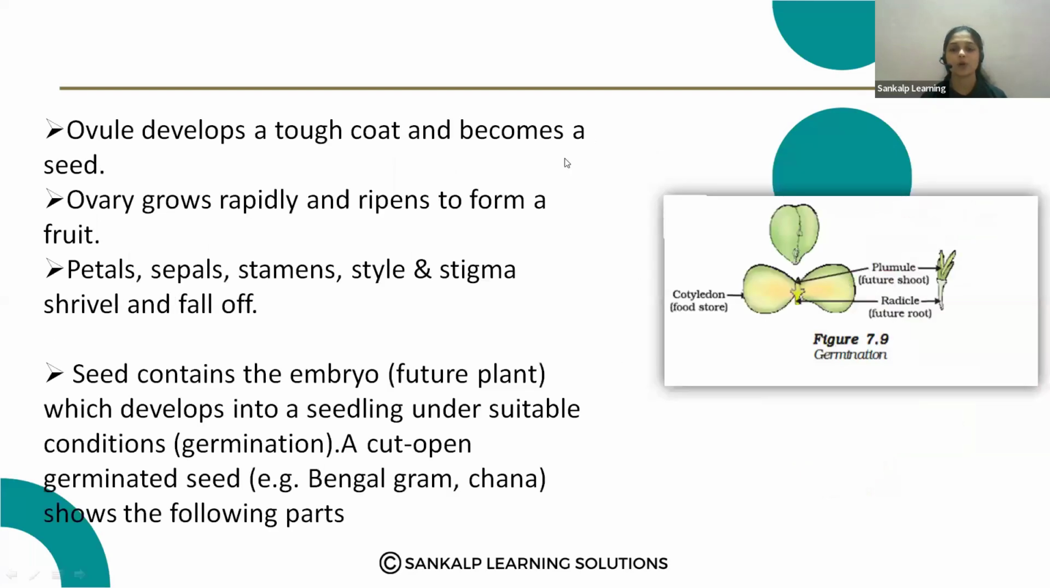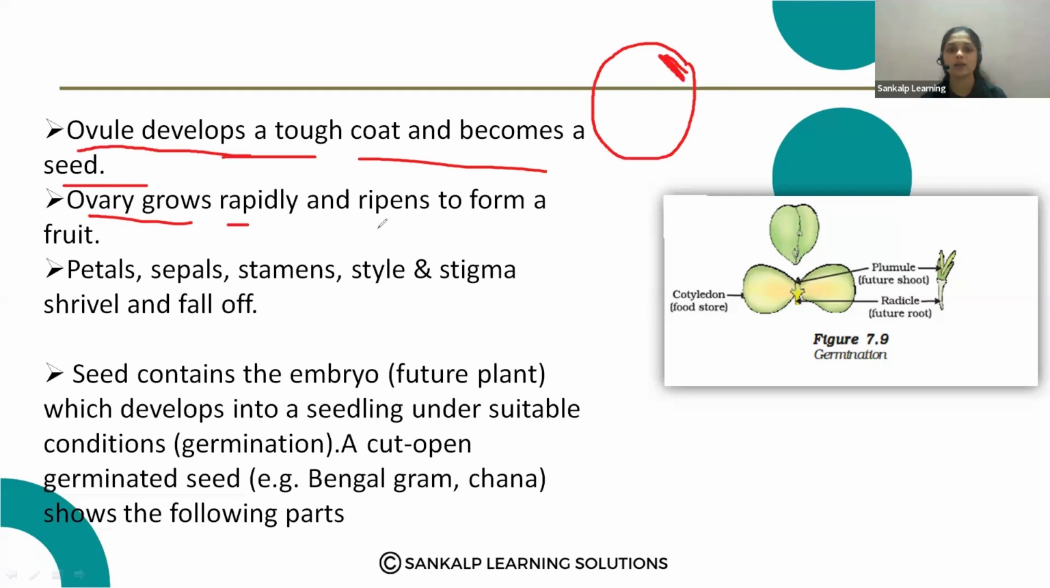So after the pollination, after the formation of the zygote, that develops into an embryo, and the ovule develops a tough coat and becomes a seed. Totally, the ovule develops into a seed. Inside the seed, you can find the embryo. And the ovary grows into a fruit. The ovule develops into a seed and the ovary grows into a fruit. Okay, that is very important.